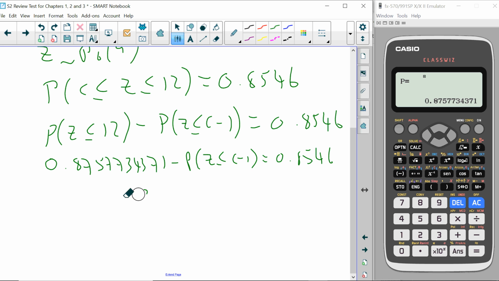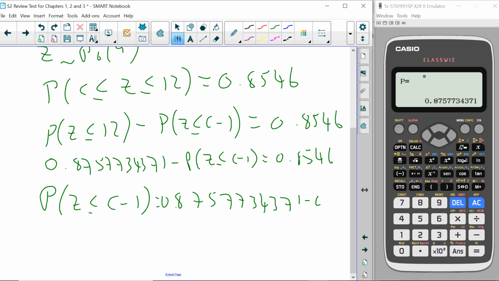I don't want a minus P. So what I'm going to do is move that P over here. That would make that P positive. If that P is positive, the probability is positive, I can take away both sides the 0.8546, meaning the probability that Z is less than or equal to C minus 1 is the same as 0.8757734371 minus 0.8546. Okay, so I've got that saved in my calculator already.